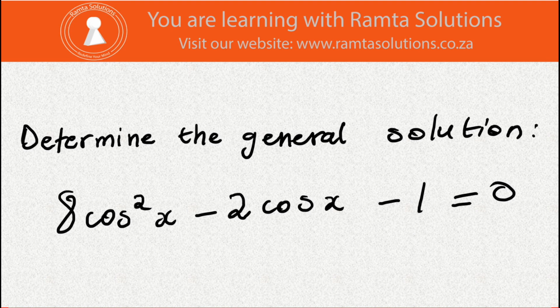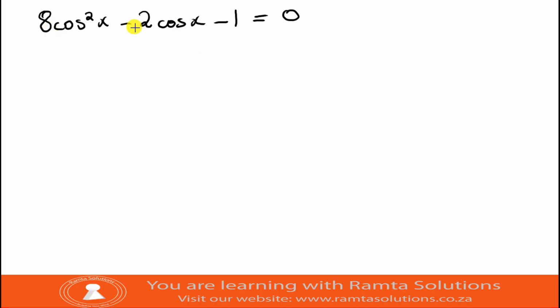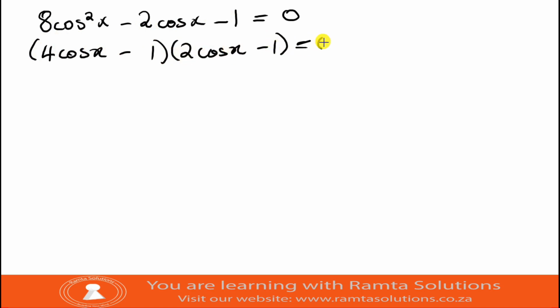Today in trigonometry, we are looking at general solutions. We are going to determine the general solution of 8cos²x - 2cos x - 1 = 0. Without any waste of time, this looks like it can be factorized. So yes, it can: (4cos x + 1)(2cos x - 1) = 0.